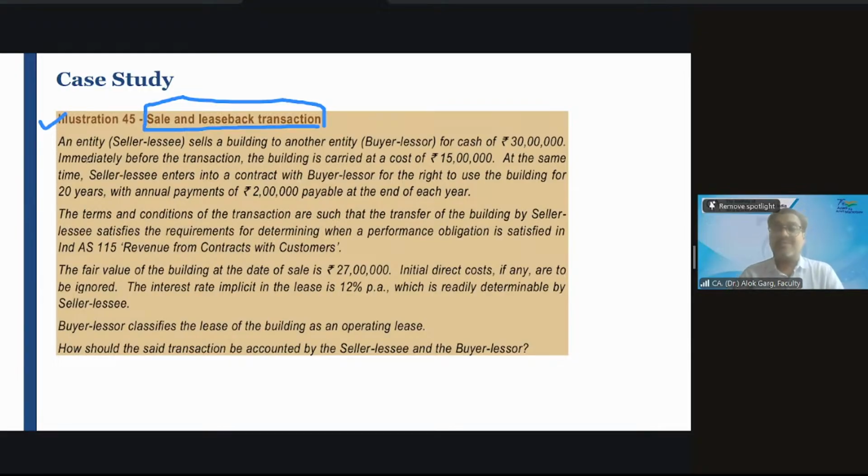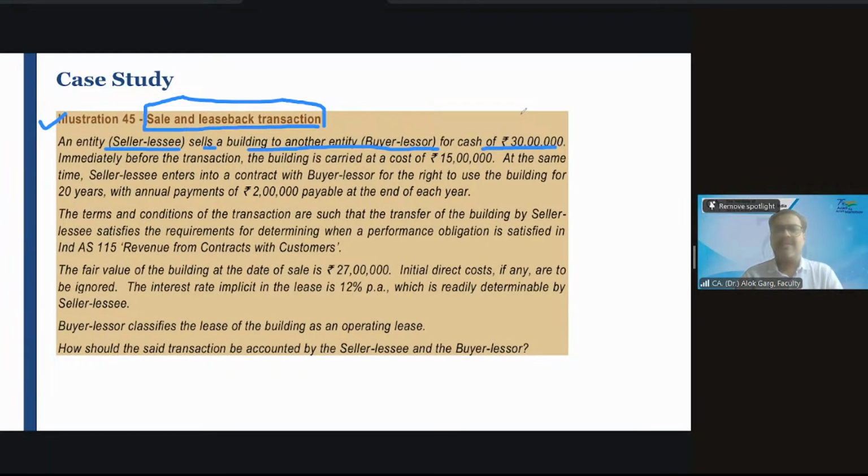So let's discuss this question, and after reading it, you have to get the hint as per your preparation of the subject. An entity which is a seller lessee means it is a question of sale and leaseback. An entity which is a seller lessee sells a building to another entity, a buyer lessor, for cash of rupees 30 lakh.